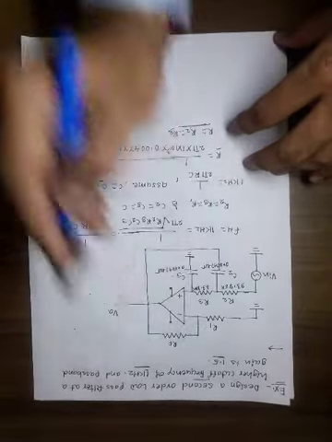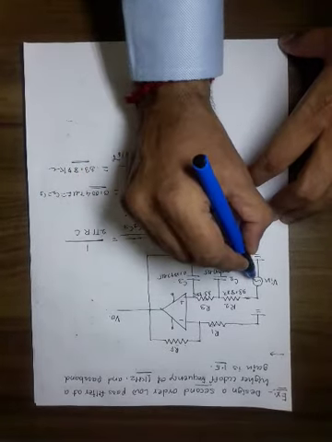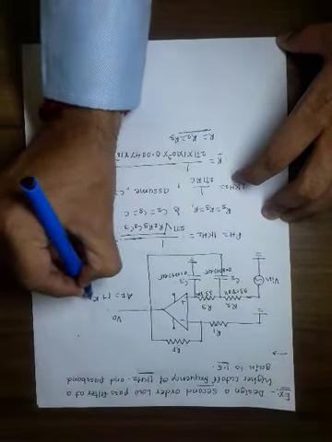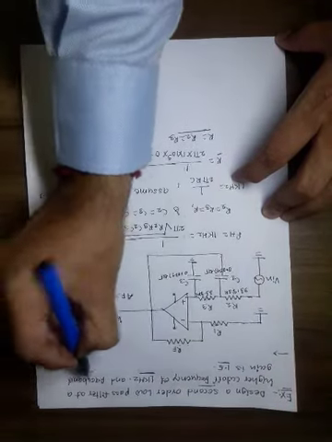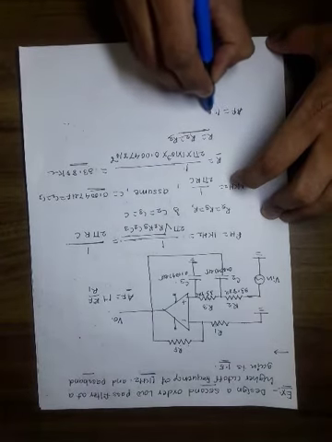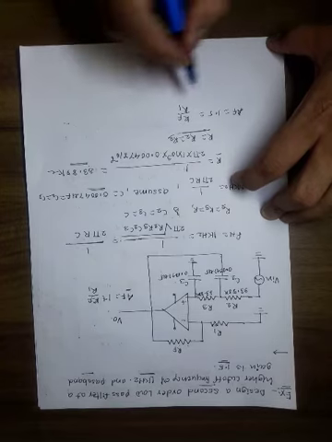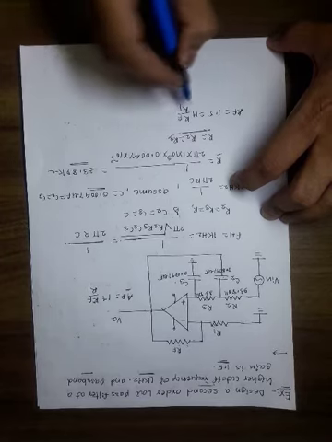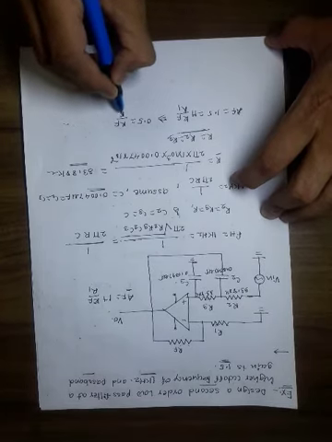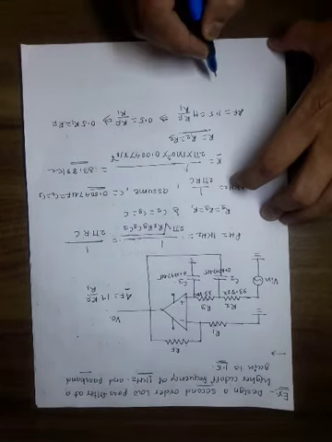Then R1 and RF have to be determined. The formula for these two deals with the gain. We are using the non-inverting configuration because the input signal is connected to the non-inverting terminal. So the gain equals 1 plus RF upon R1. The passband gain is given as 1.5, that means AF equals 1.5 equals 1 plus RF upon R1. Rearrange this equation: 1.5 minus 1, that is 0.5, equals RF upon R1. The relation is 0.5 R1 equals RF.